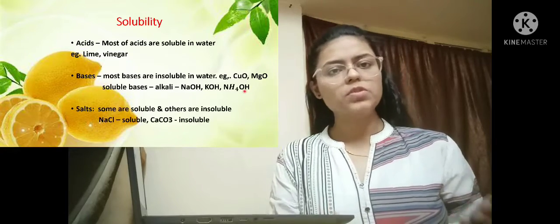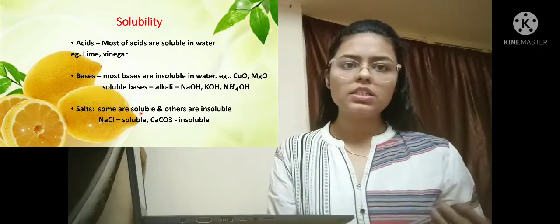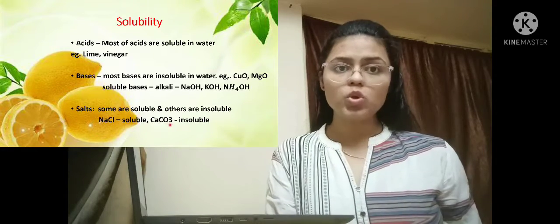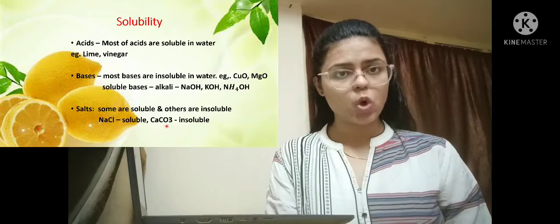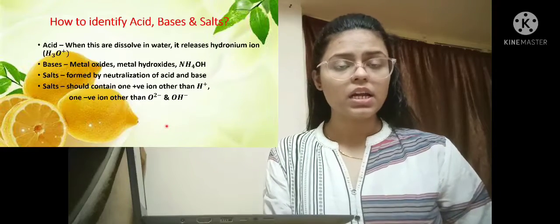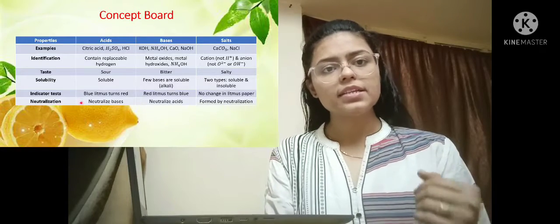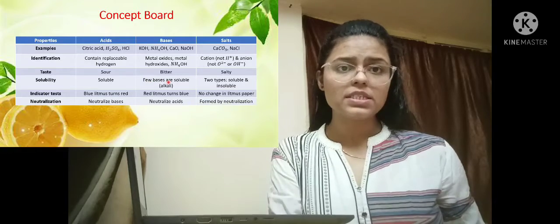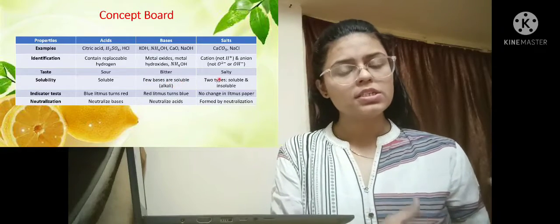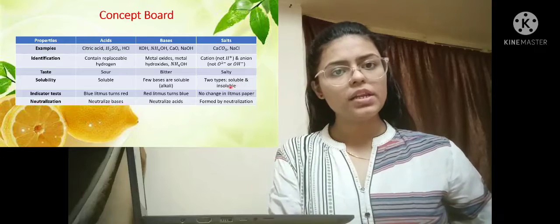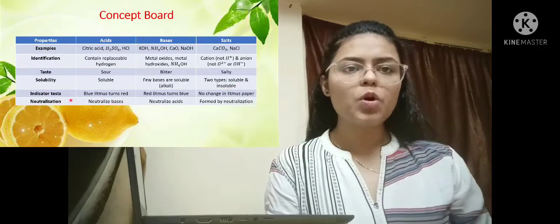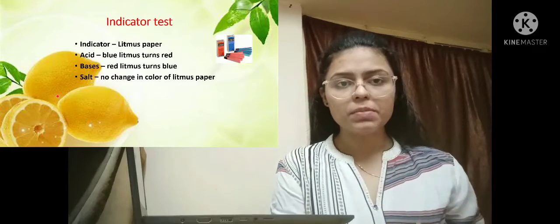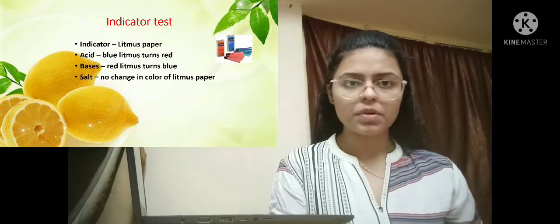About salts, some salts are soluble in water and others are insoluble in water. A soluble salt is table salt, sodium chloride, and an insoluble salt is calcium carbonate, meaning chalk powder. Let's see it in our concept board. So most acids are soluble in water. Soluble bases are known as alkali, and for salts, some are soluble and others are insoluble. The next property is the indicator test. For the indicator test, we use litmus papers, red litmus and blue litmus paper.